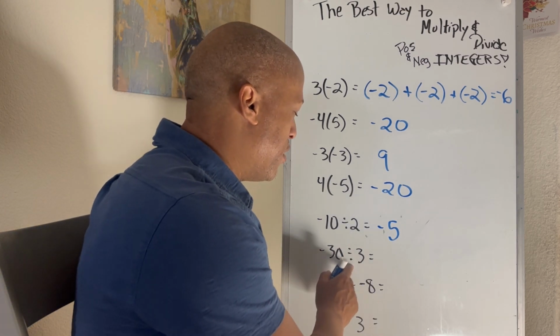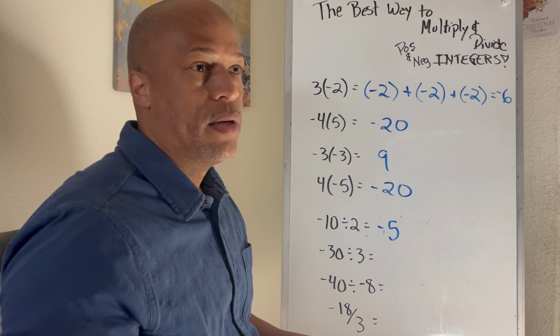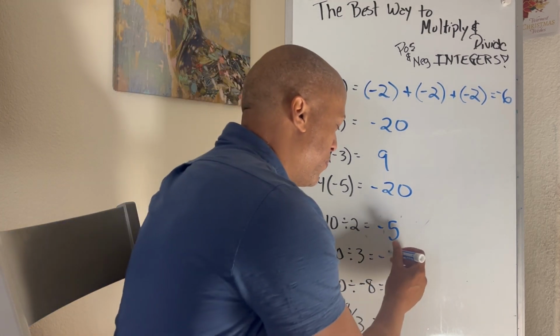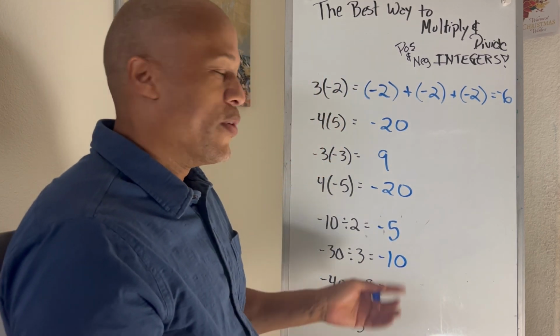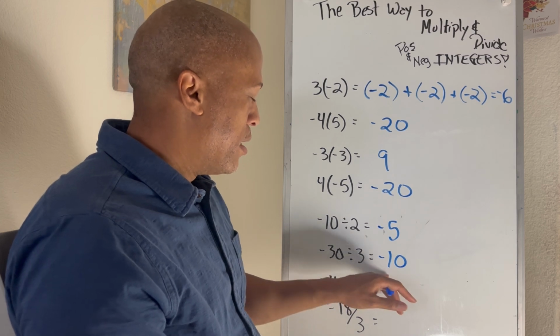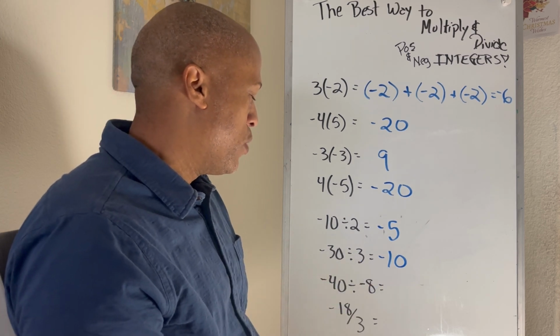Here, -30 divided by 3. That's going to give us a -10 for our answer. And I always say the answer. That's a habit of mine. So we'll have -30 divided by 3, and that's what we have. We have what it equals.